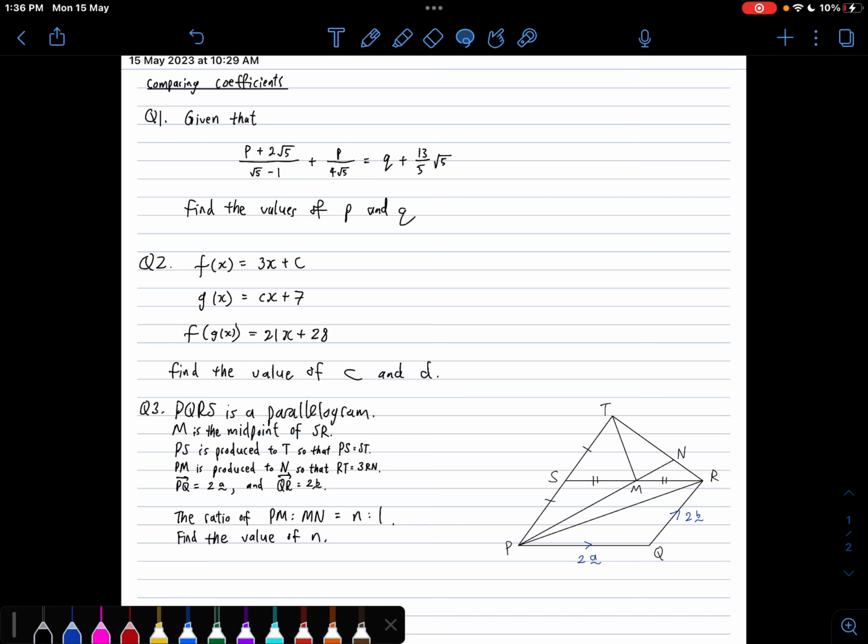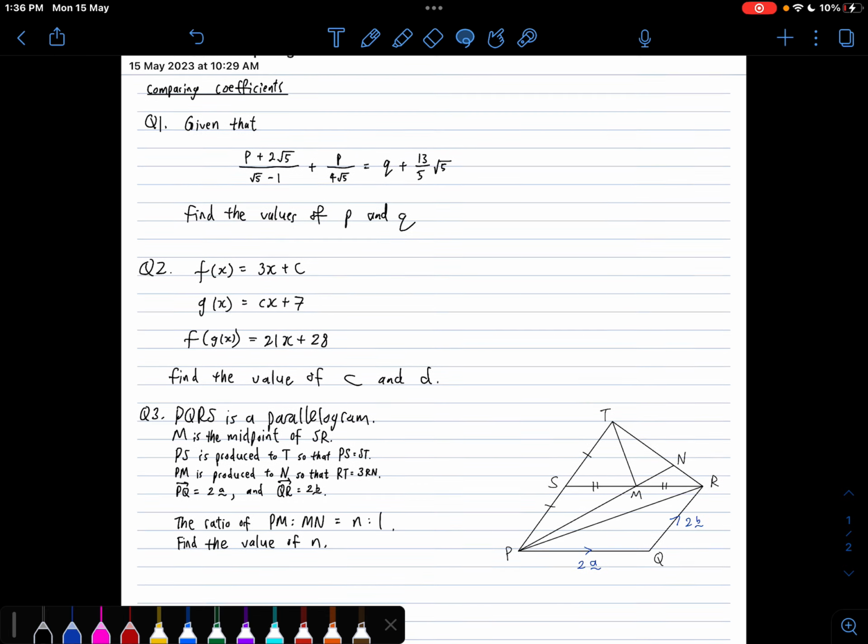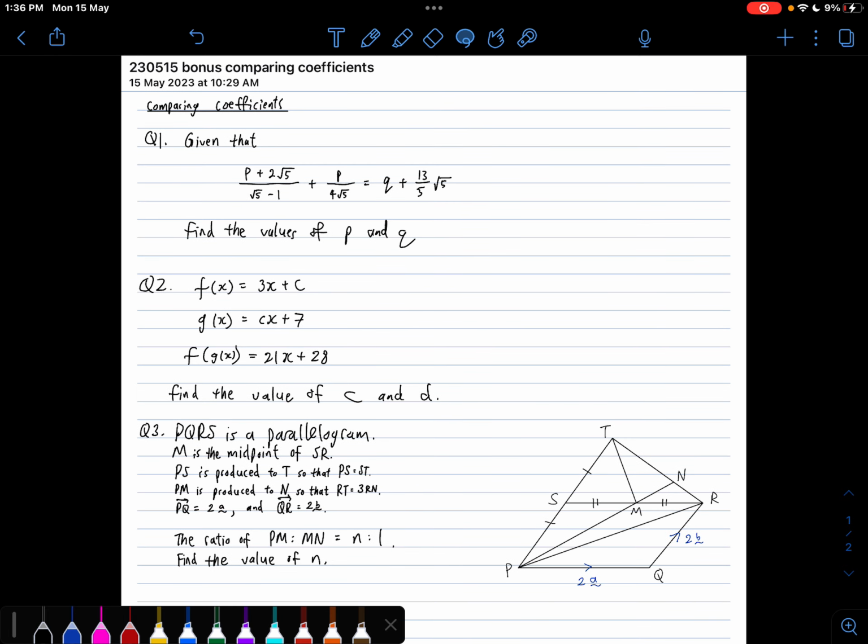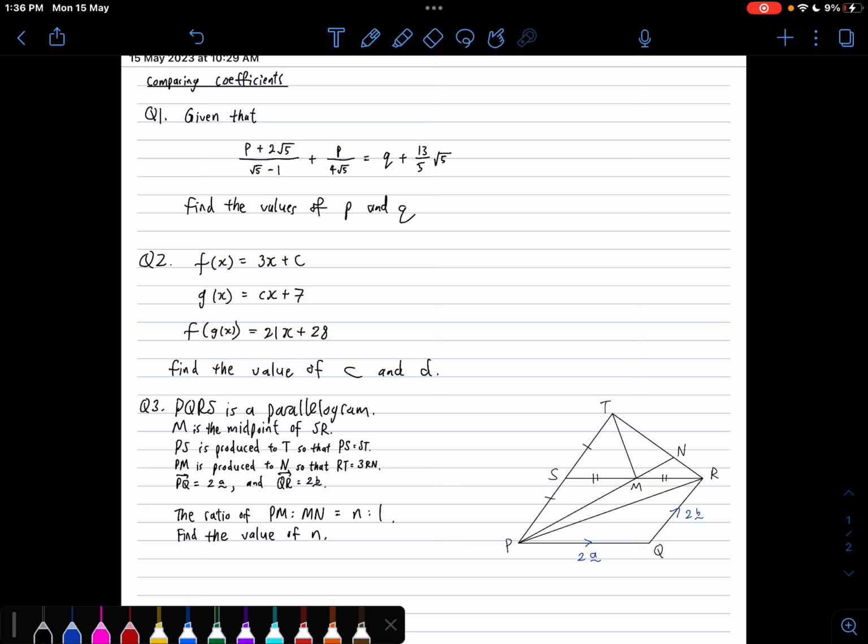Hi, let's try a few questions on the topic of comparing coefficients. Okay, let's take a look. So I have 3 questions prepared. We'll go through them one by one. Let's start with question 1.